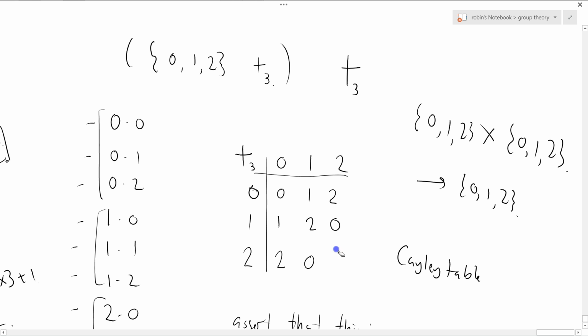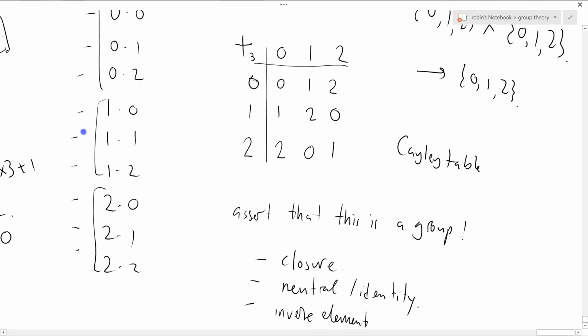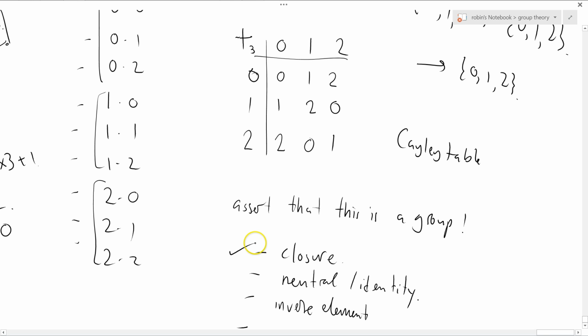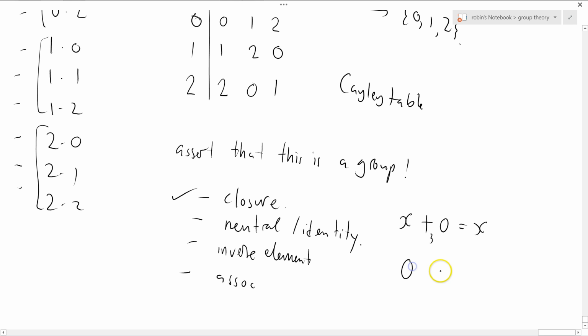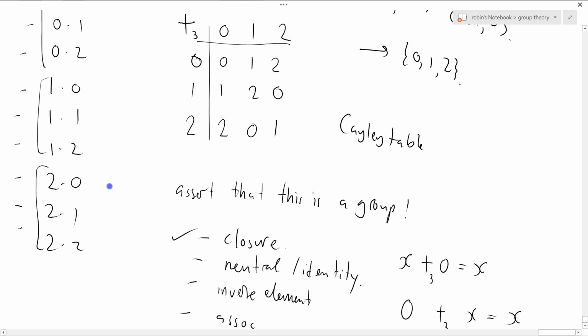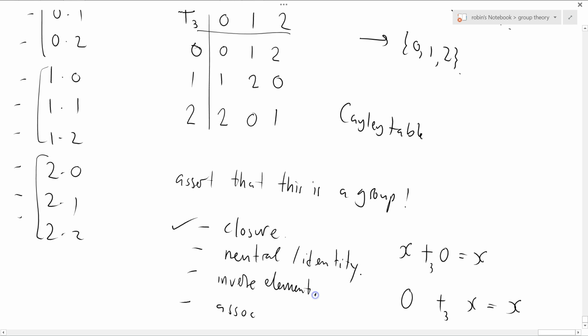Just a minute. It's better. Put that back to a 1, so it's closed again. Closure, tick. Neutral element. Well, of course, 0 is the neutral element because x plus modulo 3, 0 equals x. And of course 0 plus modulo 3, x equals x as well. So 0 will count as a neutral element. Inverse is a bit trickier.